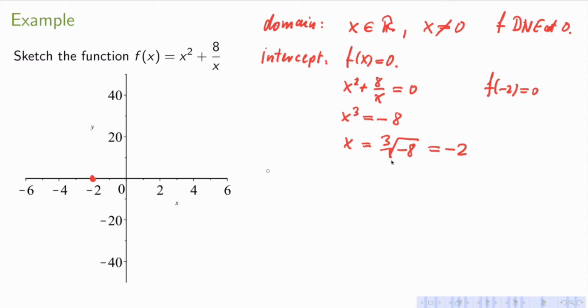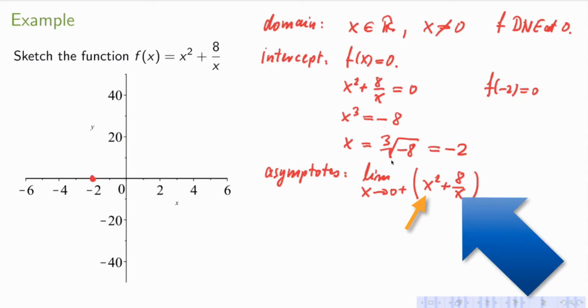Let's look for asymptotes. We notice that at 0 the function does not exist. So let's look at the behavior as x approaches 0 from the left and from the right. If I write down the limit as x goes to 0 plus, so from the right, of x squared plus 8 divided by x, then the x squared term will be super small, and the 8 over x term will be super large, and it will be positive. So this is of the form 8 divided by epsilon. So this goes to plus infinity.